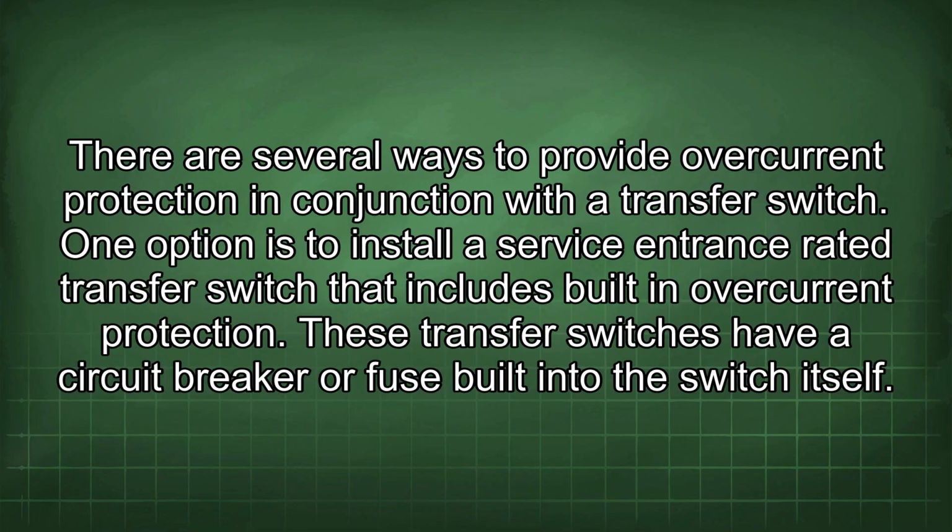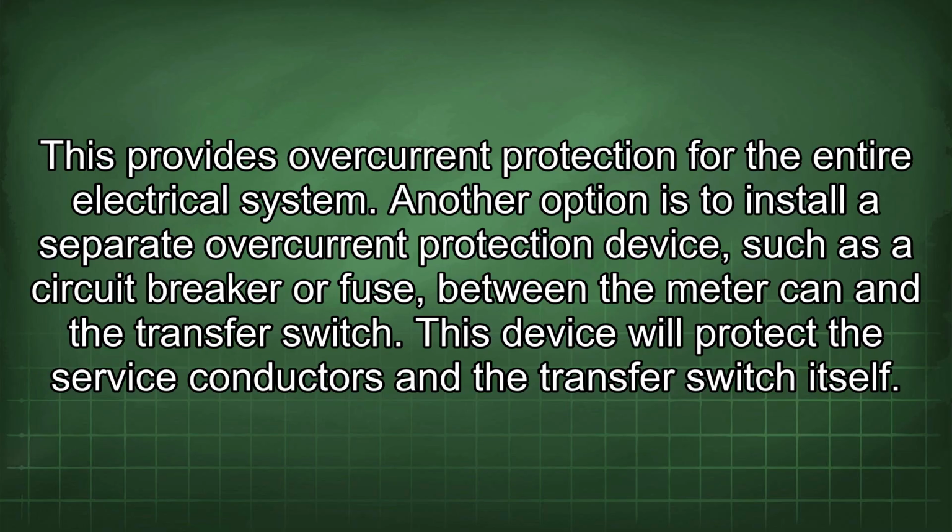There are several ways to provide overcurrent protection in conjunction with the transfer switch. One option is to install a service entrance rated transfer switch that includes built-in overcurrent protection. These transfer switches have a circuit breaker or fuse built into the switch itself. This provides overcurrent protection for the entire electrical system. Another option is to install a separate overcurrent protection device, such as a circuit breaker or fuse, between the meter can and the transfer switch. This device will protect the service conductors and the transfer switch itself.